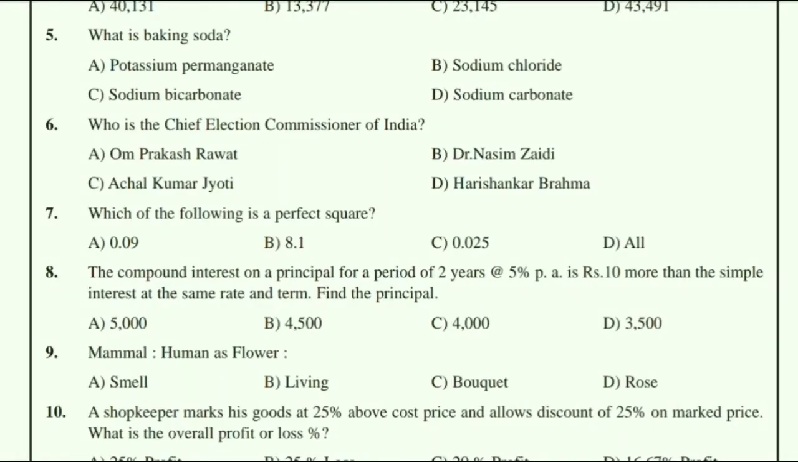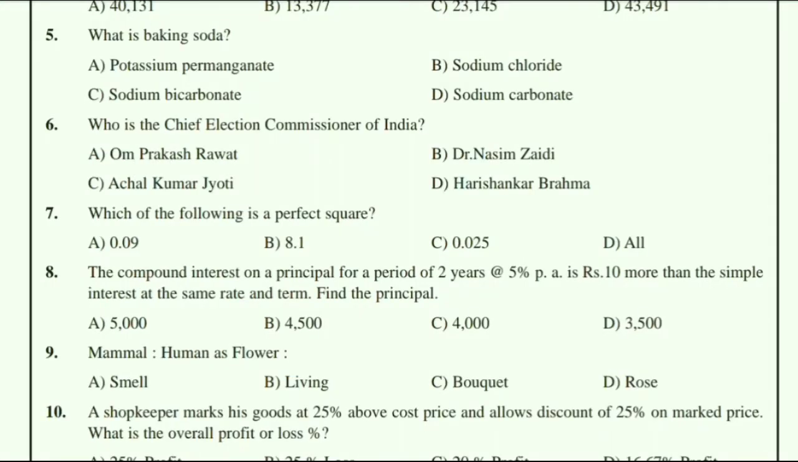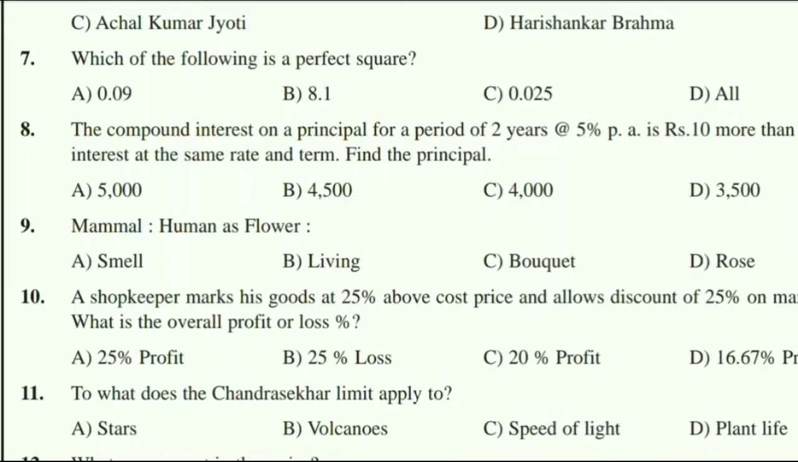Who is the Chief Election Commissioner of India? As this exam was held in 2016, at that time the Chief Election Commissioner of India was Dr. Nasim Zaidi, and the present 2020 Chief Election Commissioner is Sunil Arora. Which of the following is a perfect square? 8.1 is not a perfect square and 0.025 is not a perfect square. Coming to option A, if we multiply 0.3 into 0.3, we will get 0.09.